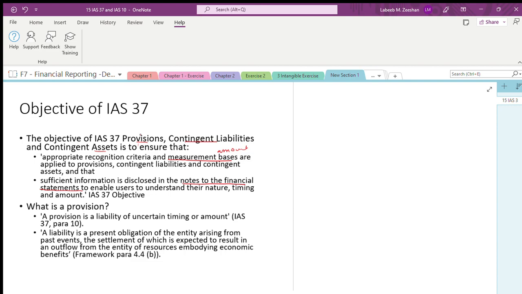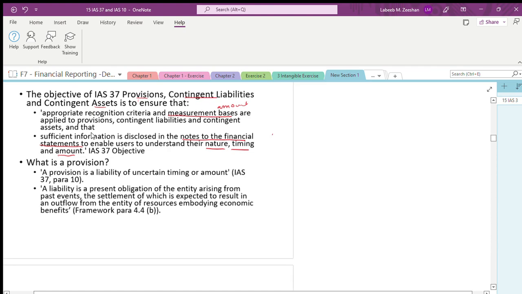What is the objective? To enable the users to understand what is the nature, timing and amount. How much we are going to have the losses. What is the nature, for example on receivables? What are the losses for non-recovery? What is a provision? A provision is a liability of uncertain timing or amount. We don't know what is the timing and what is the amount.